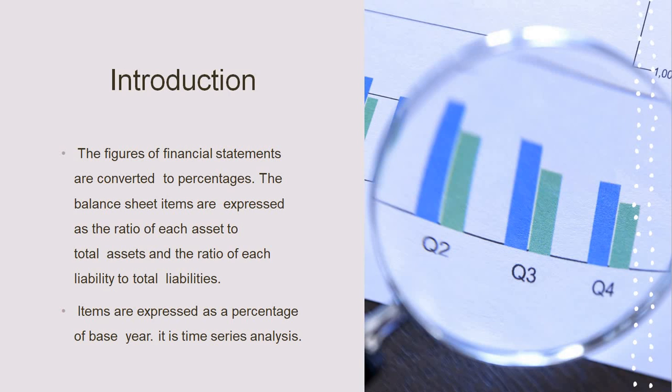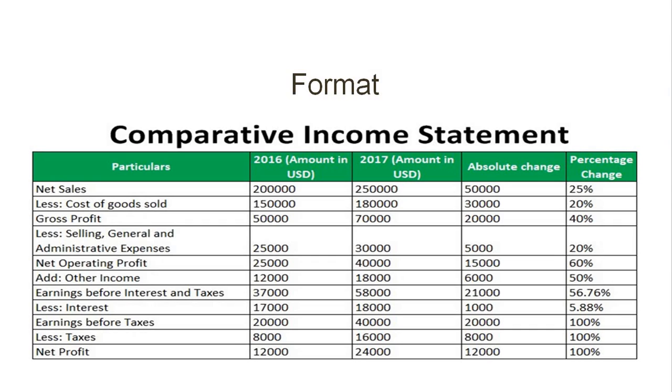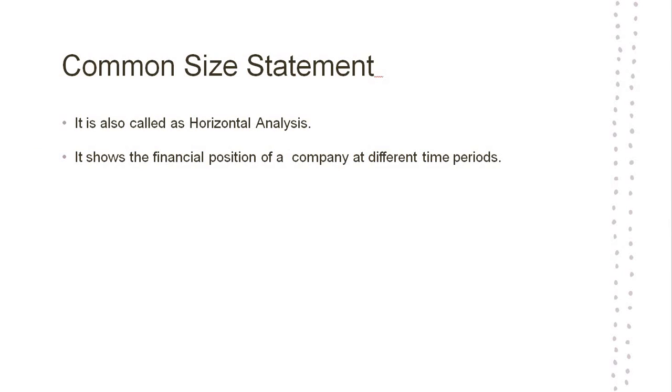So I would like to show you an example of the format of a comparative income statement. As you can see, it is a comparative income statement. As I told you, the base is always net sales. Based on that net sales only, we are going to compare it with the other items coming under the income statement. The video of the complete analysis of the problem is also attached.